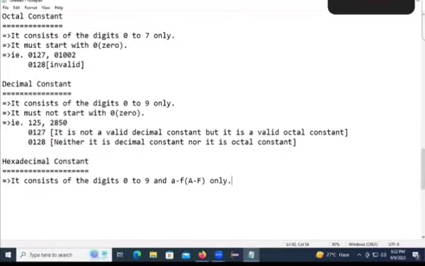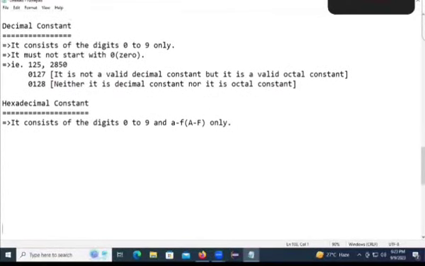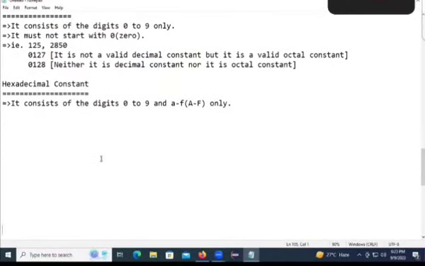Not class, A is 10, right? A is 10, 10 to 15. 10 to 15 is represented by A to F. What happened? Guys, I don't know the number system. A to F is the 10 to 15. Try to understand.